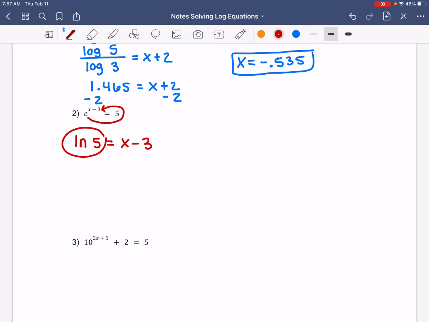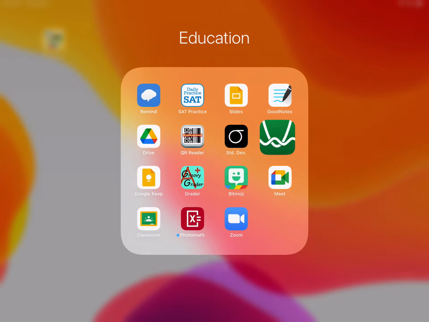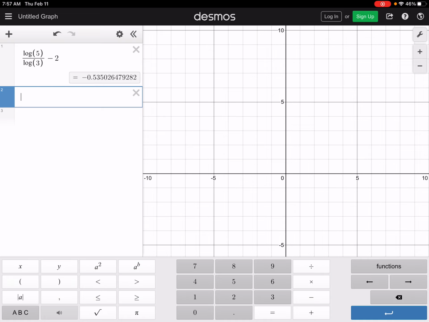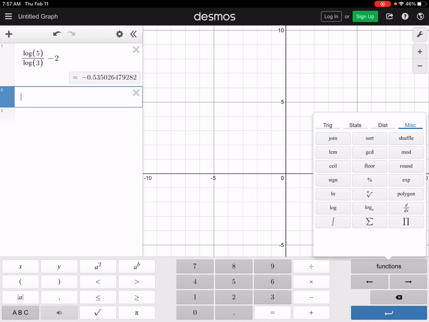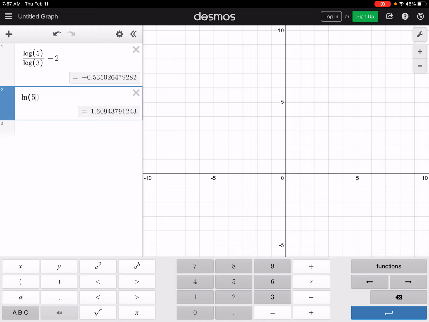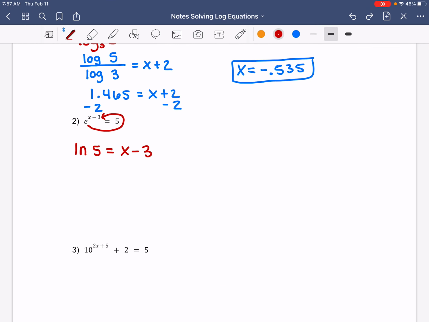Well, natural log of 5, there is a natural log button on our calculator, so we don't have to do a loop trick or a change of base or anything. We can just go natural log 5 in our calculator. We get 1.609 equals x minus 3, and then we just have to add 3 to both sides. So we get 4.609. That's what x is equal to. And we're done.